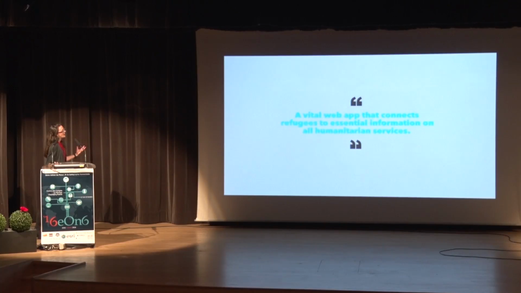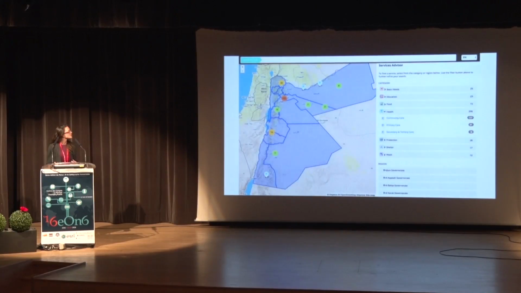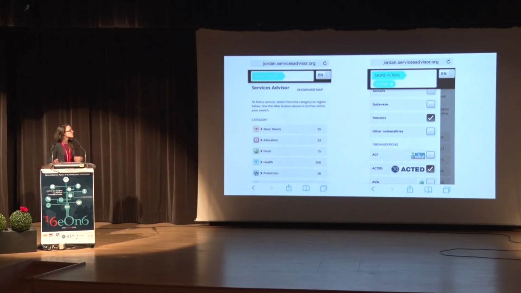And it's essentially a vital app that connects refugees to essential information on all humanitarian services. So this is the pilot study from Jordan. And essentially, it maps out, based upon a category, food, health, basic needs, the region, what type of nationality, if there's any inclusion criteria, like you need to be a youth, you need to be a female, you need to be of a certain nationality. And we'll help you figure out where to go to find access to those services.